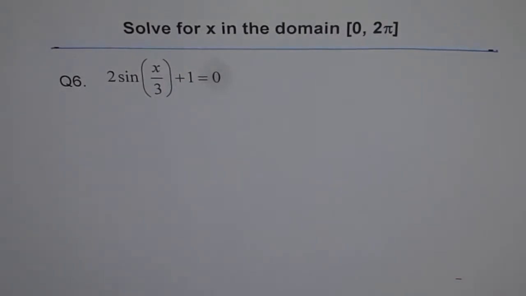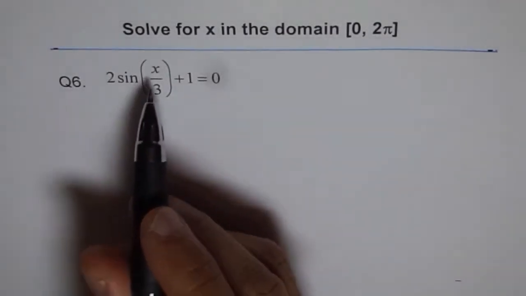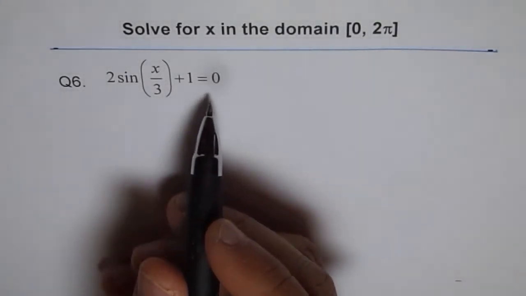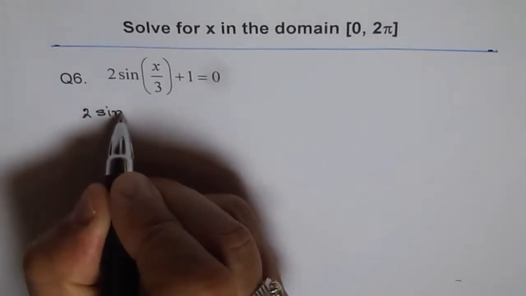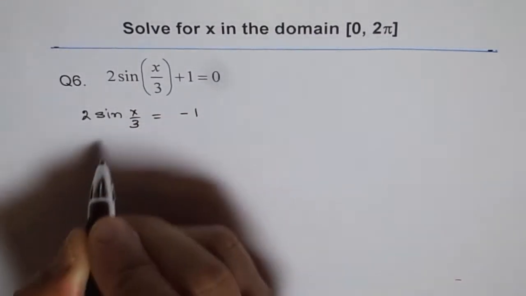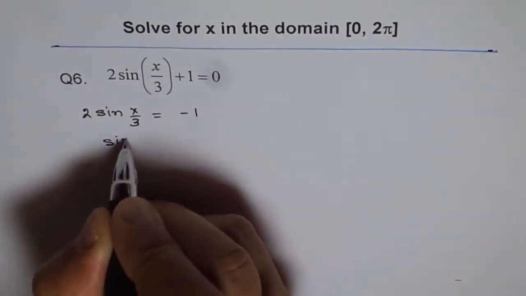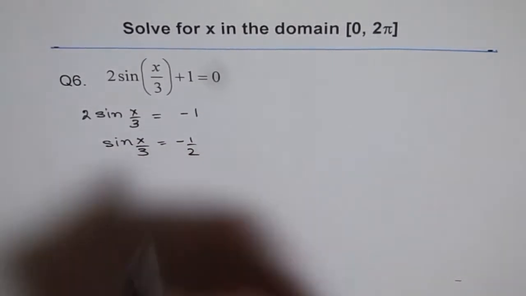Solve for x in the domain of 0 to 2 pi. Question 6. So we have 2 sine x over 3 plus 1 equals 0. We can always solve it like this. 2 sine x over 3 equals minus 1, and then sine x over 3 equals minus 1 over 2.